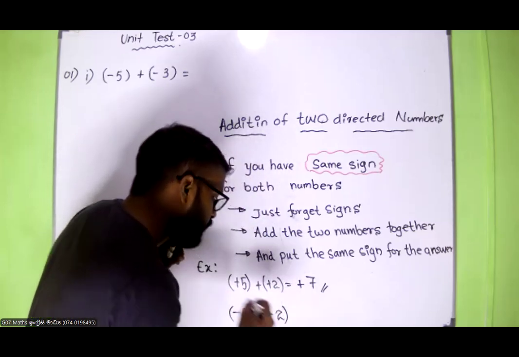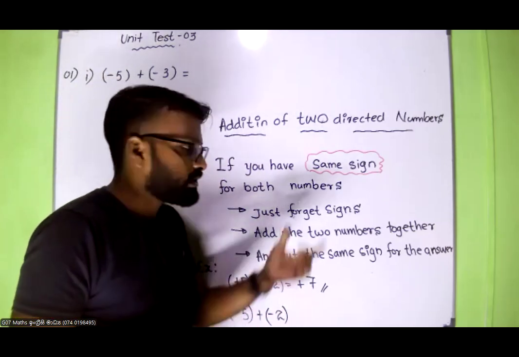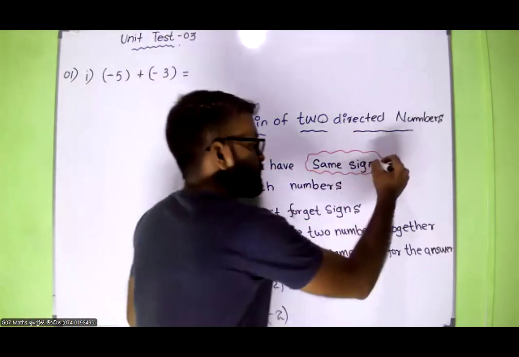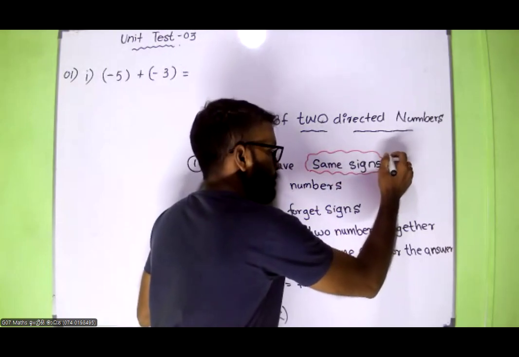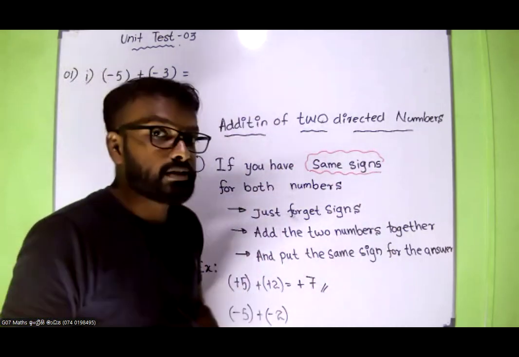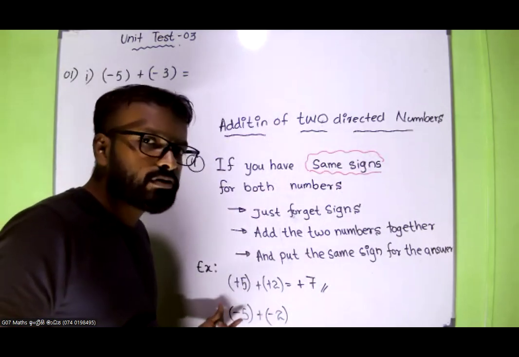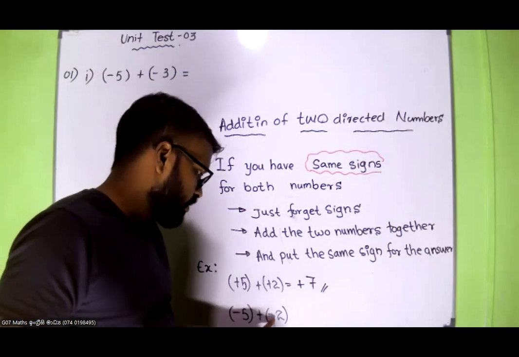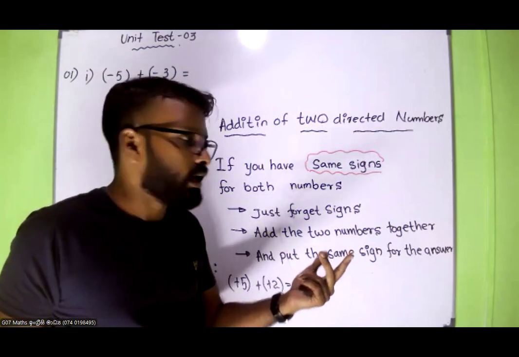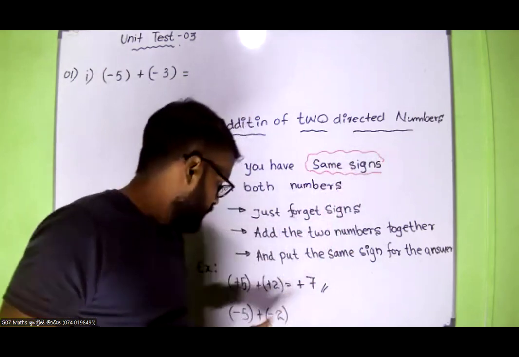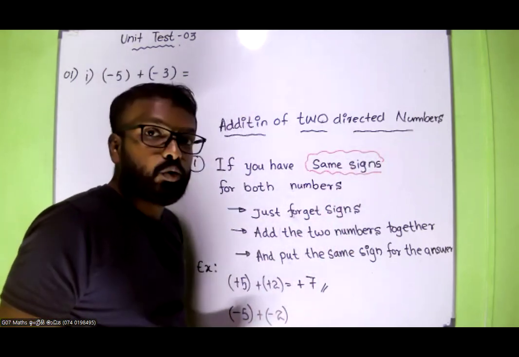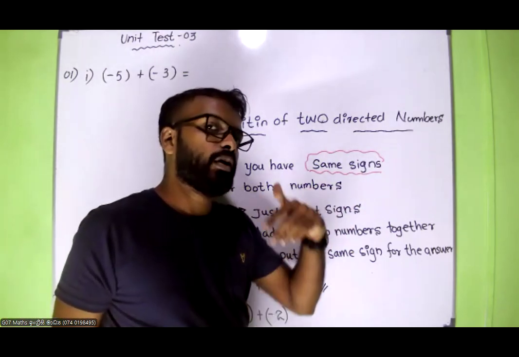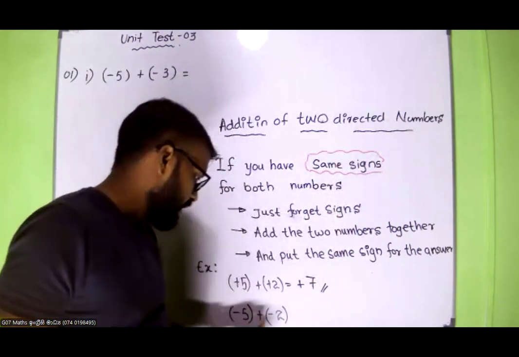Negative 5, negative 2. Shall we check this? If you have same signs, let's see whether we have same signs or not. Both numbers are negative, so I have same signs. Negative 5, negative 2. So I have to add them.